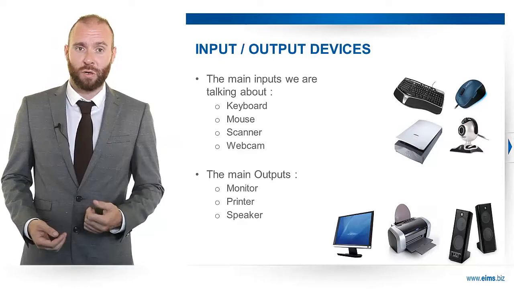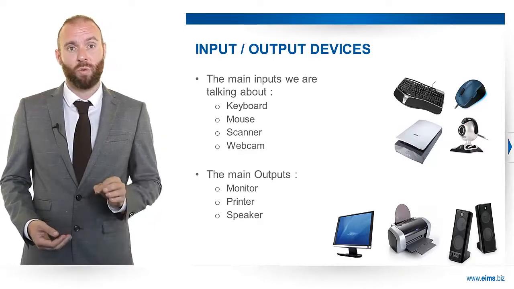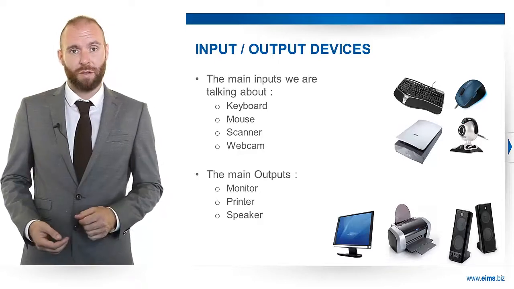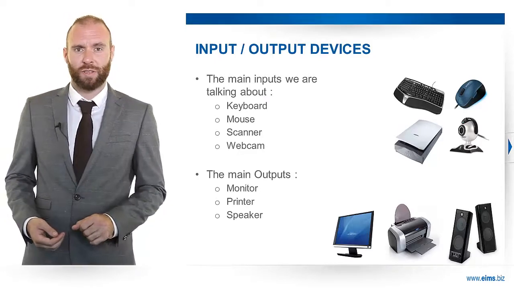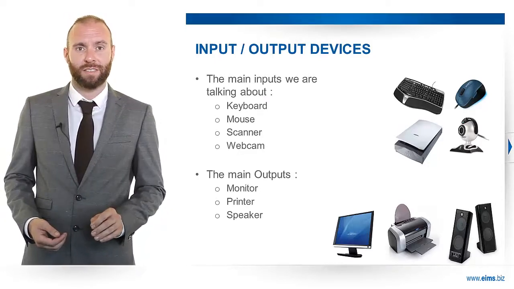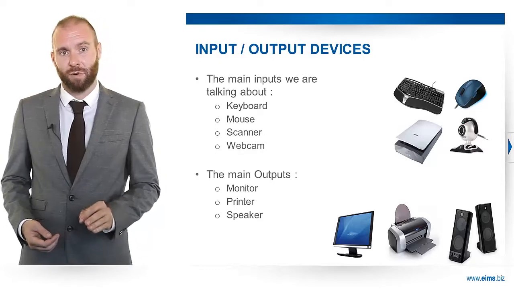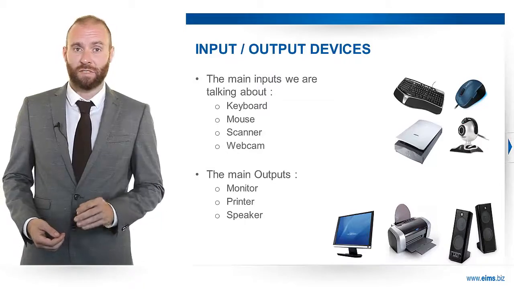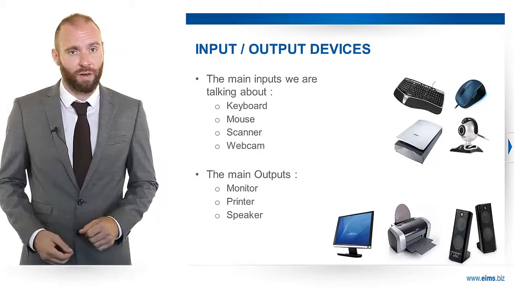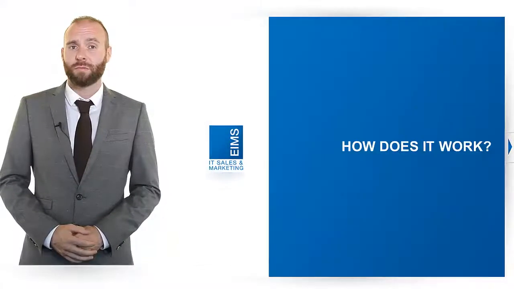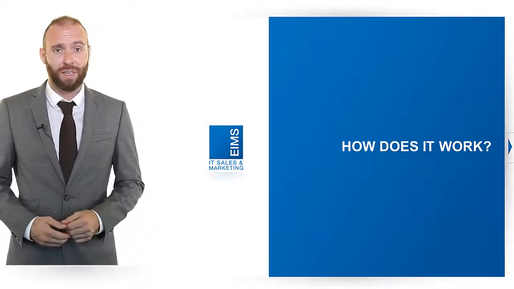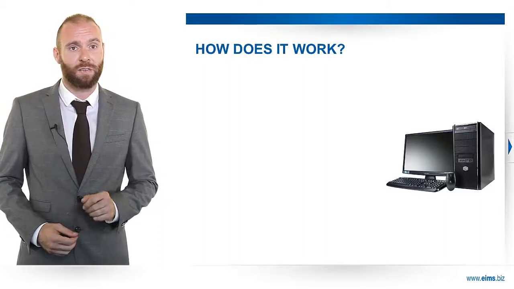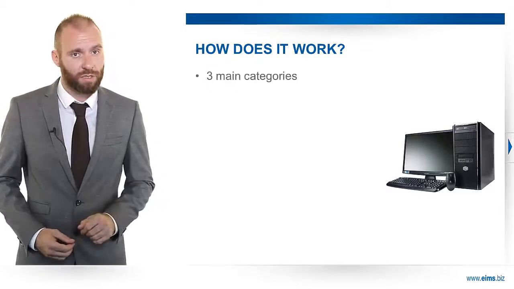Now you know about those components, you understand what is necessary to make a client work. By the way, all those components are registered in what we call in IT the x86 typology. It's now time to have a look at the different kinds of client we find on the market. So, how does it work? In this section, we will see how we distinguish the different kinds of client in three main categories.